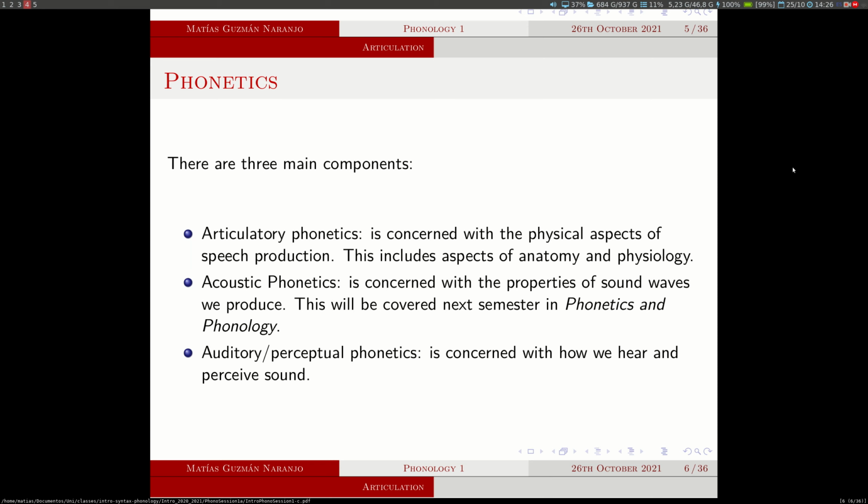Now, regarding phonetics, there are three main components. We have articulatory phonetics, which is mostly concerned with the physical aspects of the speech production process, and this includes anatomy and physiology. Then you have acoustic phonetics, which is concerned with the properties of the sound waves themselves, and hopefully you will learn about this in the next semester in the phonetics and phonology class, but not this semester. And then there is auditory and perceptual phonetics, which is concerned with how we hear and perceive sound.